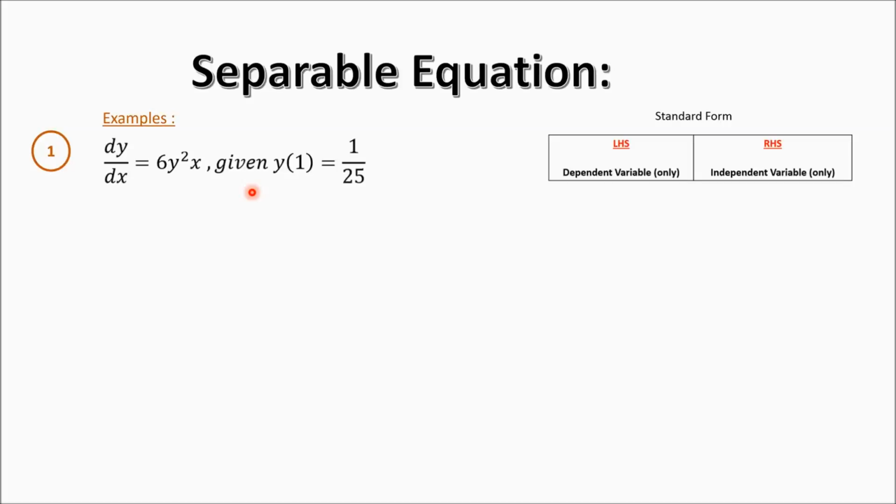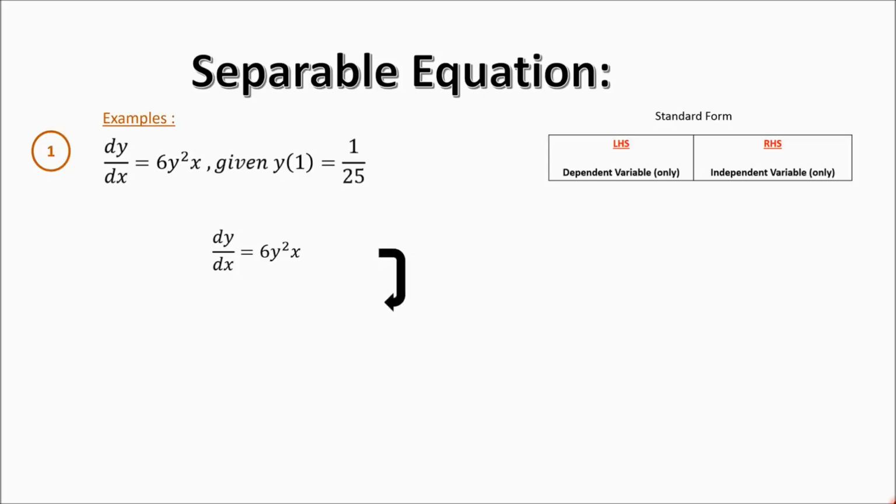But let us do the separable equation first. In this case, we have dy over dx equals 6y squared x. dy over dx is the first order, which means we can separate the dependent and the independent variable. Let's go ahead by doing it. We have the dx, which we can shift to the right hand side.